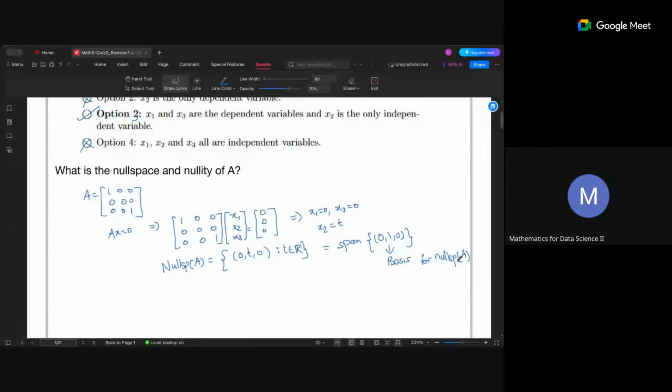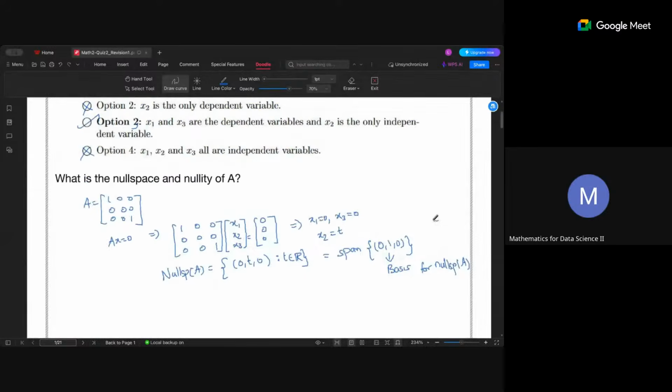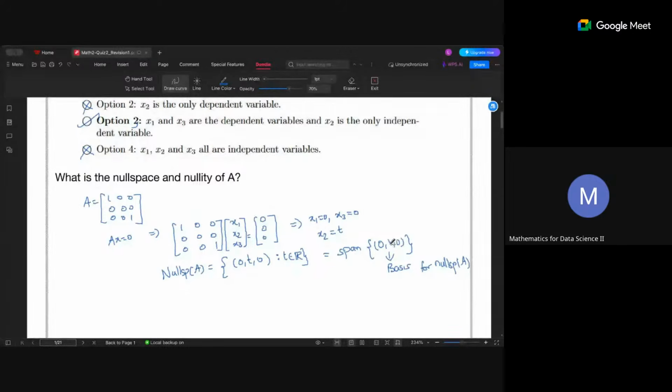So from this, obviously, you see that there is one element in the basis of the null space, so nullity is 1. Okay, so you can see it in this way as well. Nullity is the dimension of null space, right? Yes. So you can see that this space is spanned by only one vector. So this is a basis for this space, and hence you say that nullity is 1.